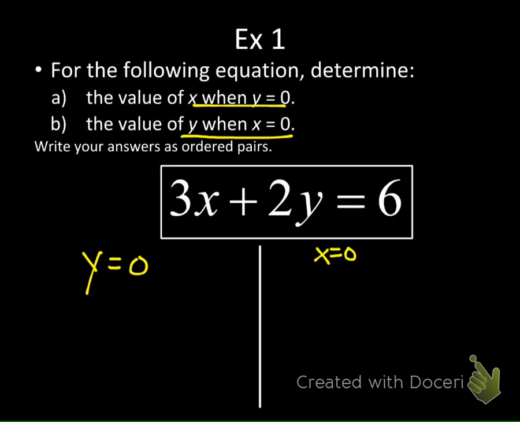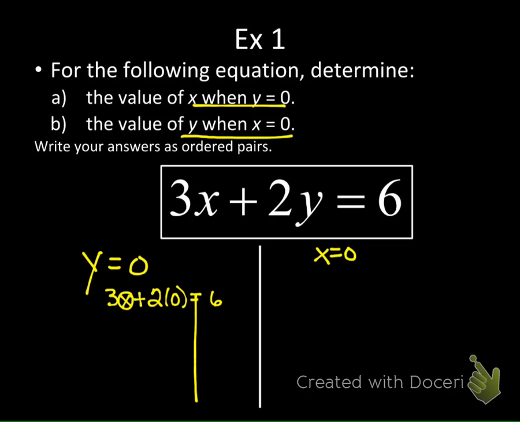Okay, so we're going to start with part A. We're going to find the value of x when we substitute y equals 0. So I'm using this equation, 3x plus 2y equals 6. So I'm going to take 3x plus 2 times y. Well, what's my y? 0 equals 6. Okay. Now, just like when we did solving equations, we're going to circle our variable, and we're going to draw our line of equality. And I'm going to start to solve.